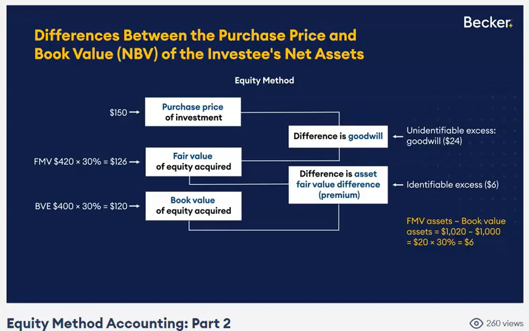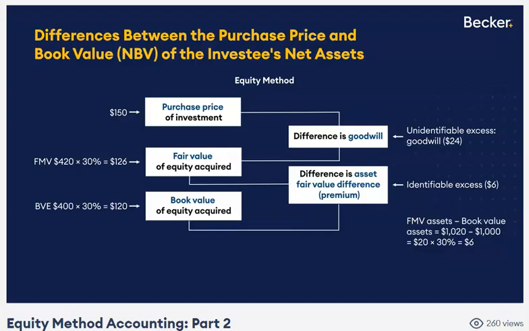Oh yeah, the fair market value of the assets was 1,020, but the book value of the assets was only 1,000. So the book value versus the fair market value, well, that's a difference of a plus 20. Now, we own 30% of that plus 20. Well, that's 6. That's the identifiable excess. So that's your job on the exam, and all you've got to do is just play with it. Start with purchase price minus the book value, get the excess over book value, and then try to figure out, well, why is that? Some of it's identifiable, the difference between the book value and the fair market value of the assets.